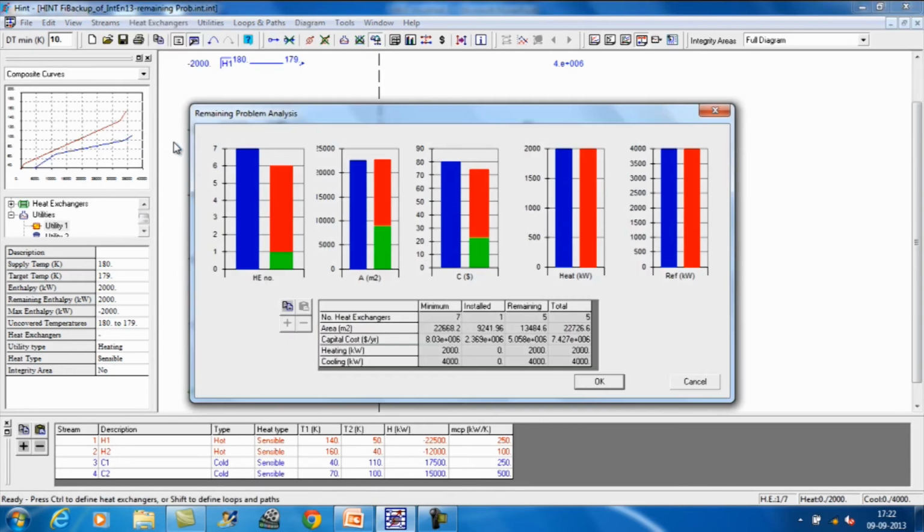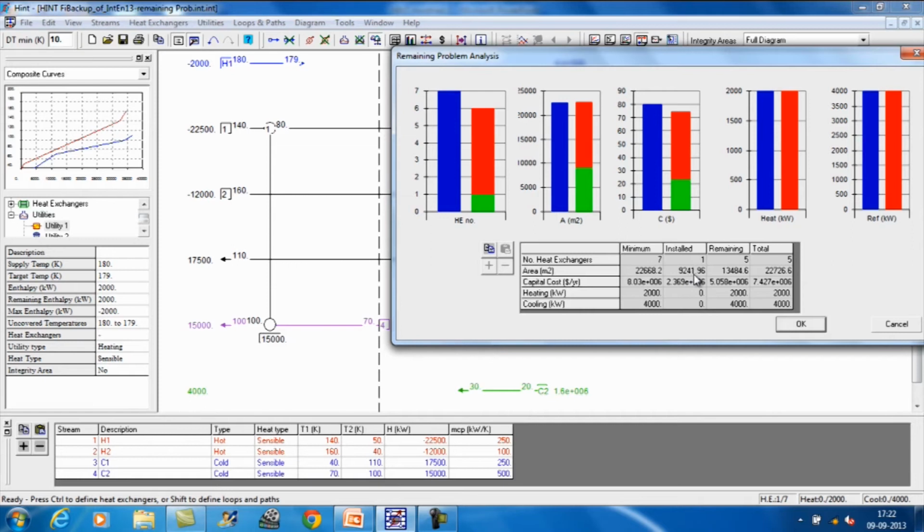and if I use the remaining problem analysis, what I find is that the area of the heat exchanger number 1 is 9,241.96. My area targeting gives me area of 22,668.2, and the average area is here 22,726.6. So, it is quite close to the area target, and if I quantitatively find out, it is only 0.257% more than the area target value, and hence this heat exchanger is acceptable and this is a good match. So, we did not go for the first heat exchanger because it taxed us about 22.7%, and this heat exchanger is taxing only 0.257%, and that is why we have gone for this.